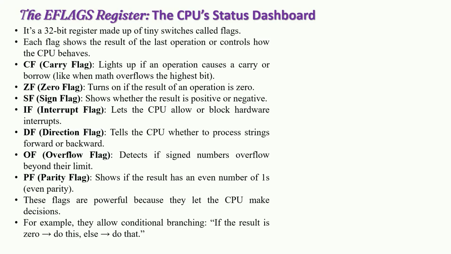So if we put it all together, general purpose registers are scratch pads. Segment registers divide memory into rooms. Index and pointer registers are the guides and GPS. And the EFLAGS register is the dashboard that tells the CPU how things are going. All of them working together is what keeps your program running smoothly and efficiently.